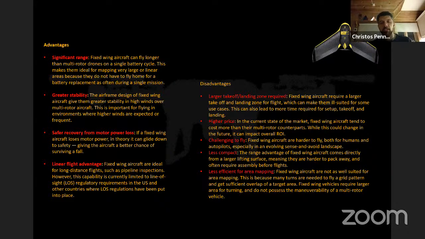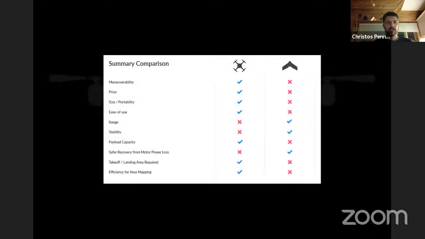As we said before, they are less compact compared to the multi-rotor drones, and they are less efficient for area mapping because they have to make all these turns. They cannot make small turns. They have to make wider turns. So that gives them a disadvantage for area mapping.